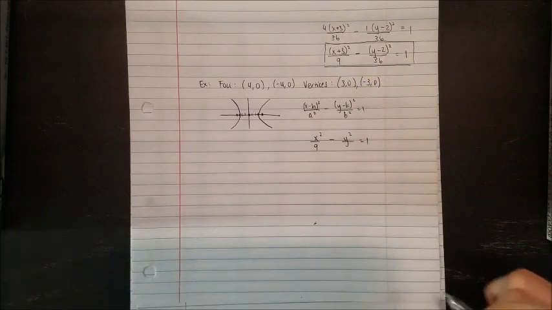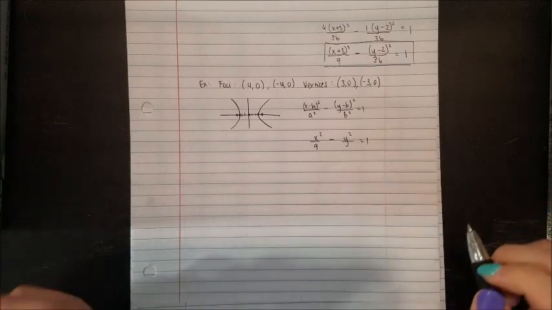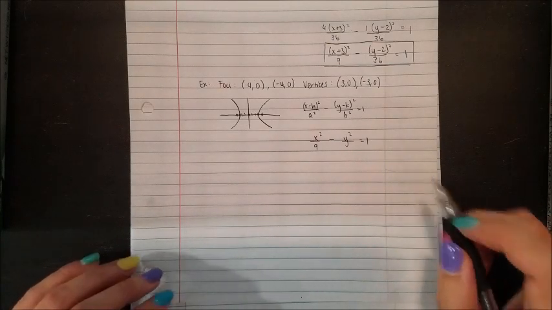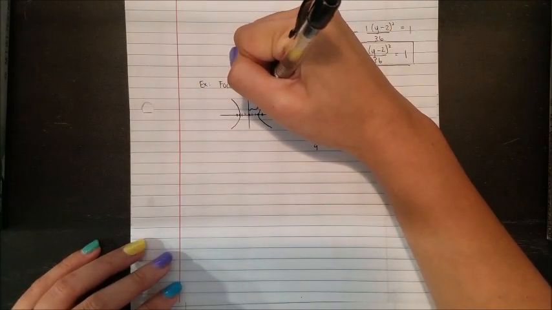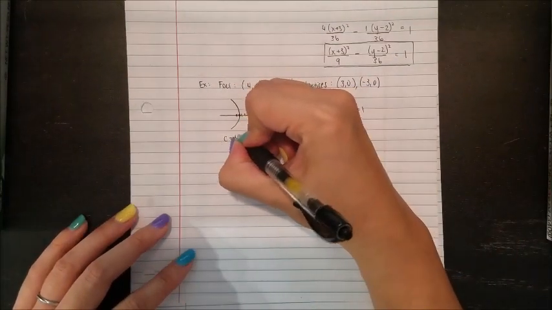Okay, and I know my equation is equal to 1. I just need to figure out this number here. Well, they told me the foci. So remember the foci, the distance from your center to the foci, that's c. So we know in this problem, c equals 4.